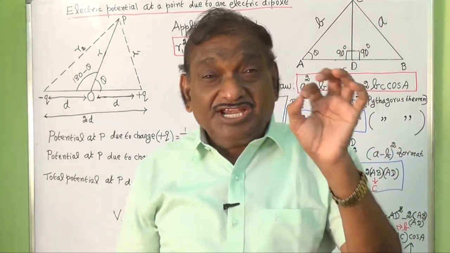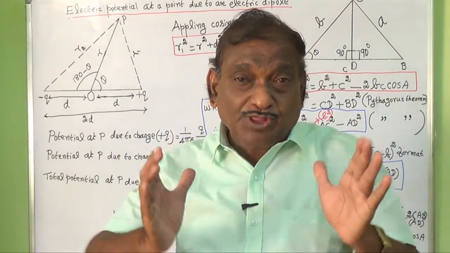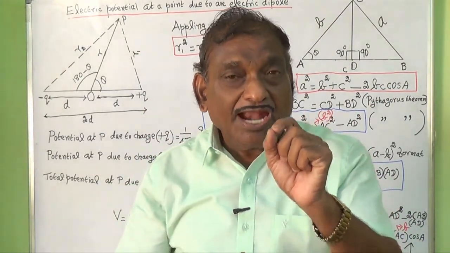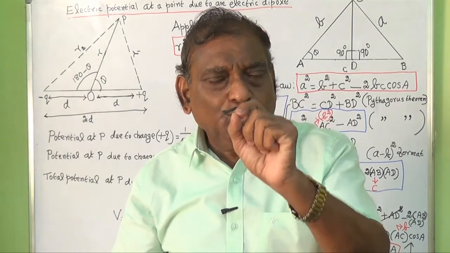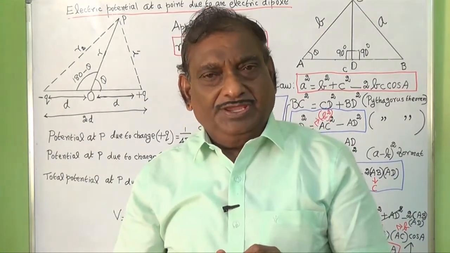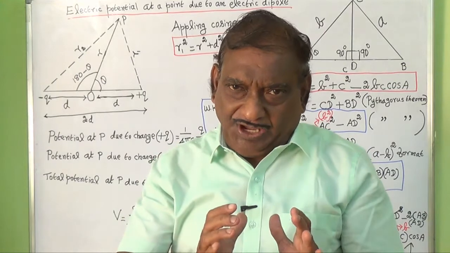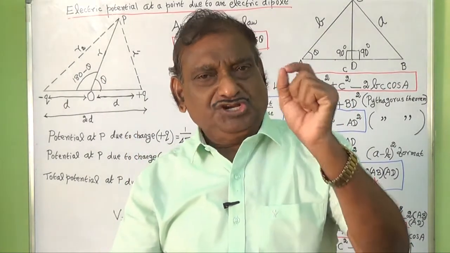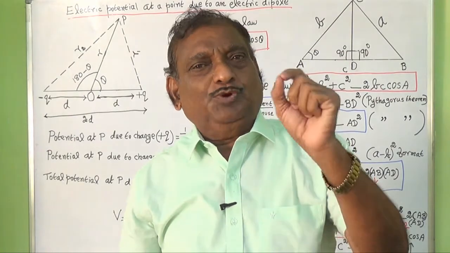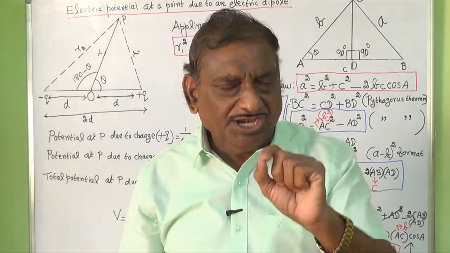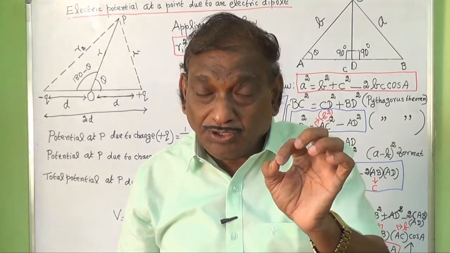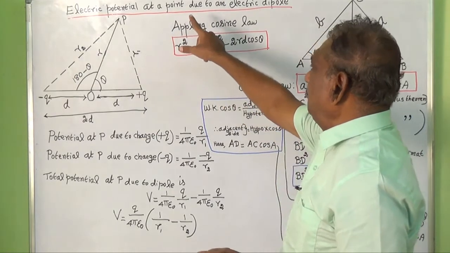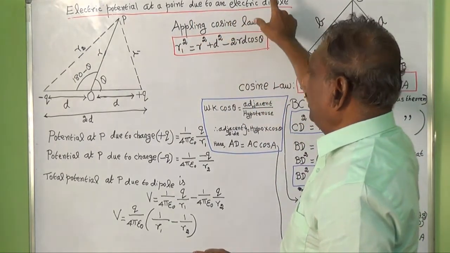We have already discussed how to derive the formula to find the potential at a point due to a point charge. In this video, we are going to derive the formula for the electric potential at a point due to a dipole. Electric potential at a point due to an electric dipole.